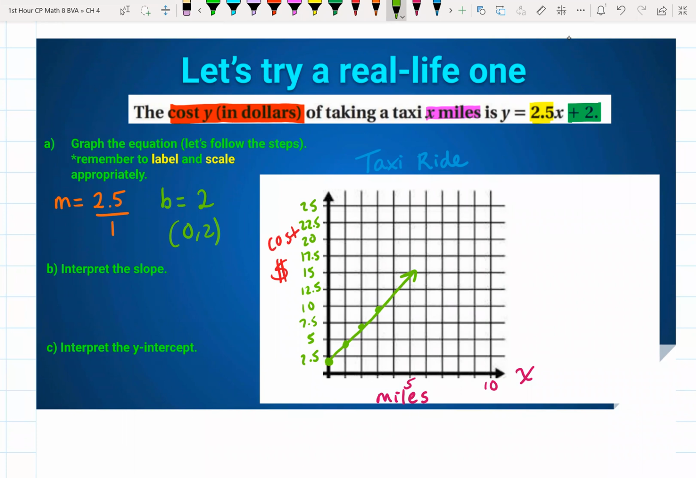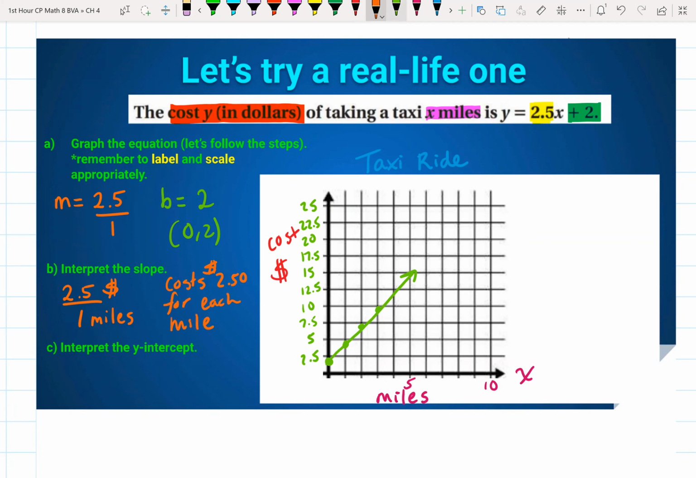Okay. The slope, 2.5/1. Go ahead and take your y-axis title and slap it next to the numerator, and the x-axis title and put it by your denominator. This is how you interpret slope. You use the titles. In other words, it costs $2.50 for each mile, or 1 mile in the taxi.